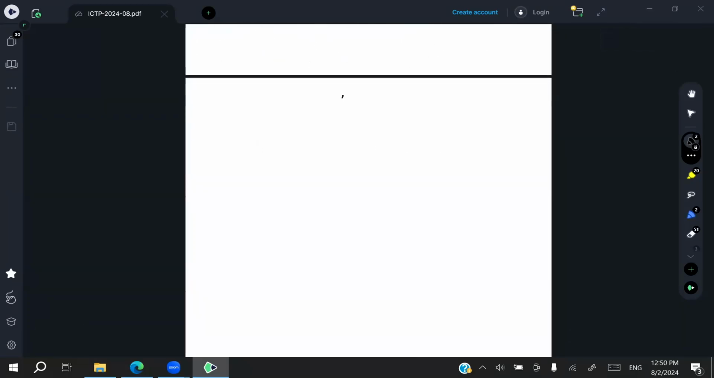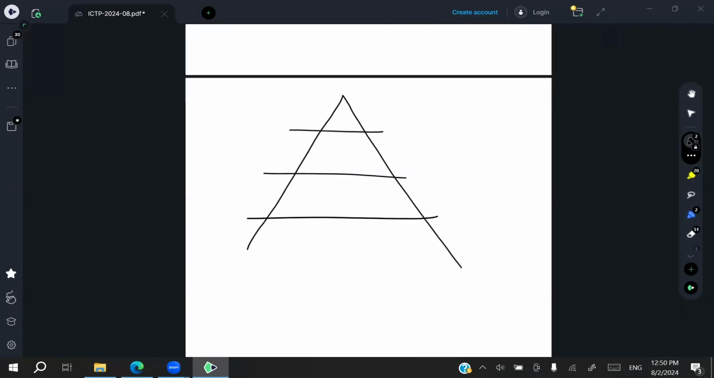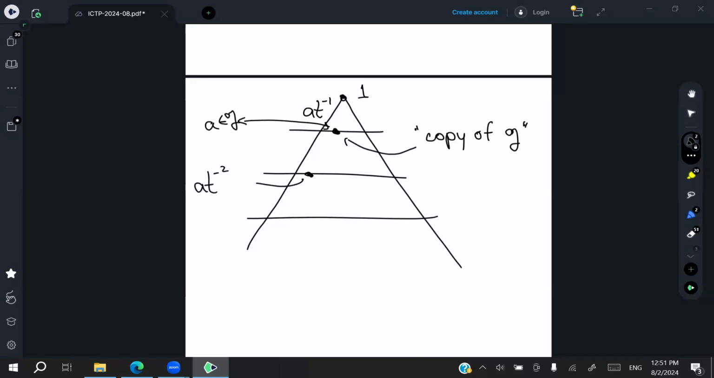You could think of it as having this kind of triangular shape. There's 1. Here's a copy of G, where you identify a vector A t to the minus 1 with the corresponding element A in G. And then further down, you get other elements like A t to the minus 2 or A t to the minus 1 times B t to the minus 1, etc. Okay, so this is a picture of V k of G.